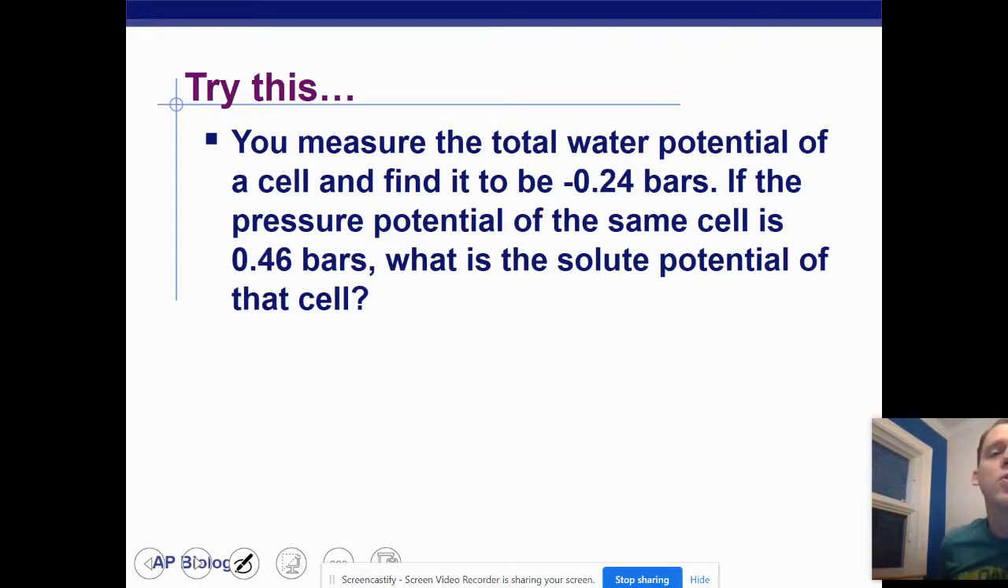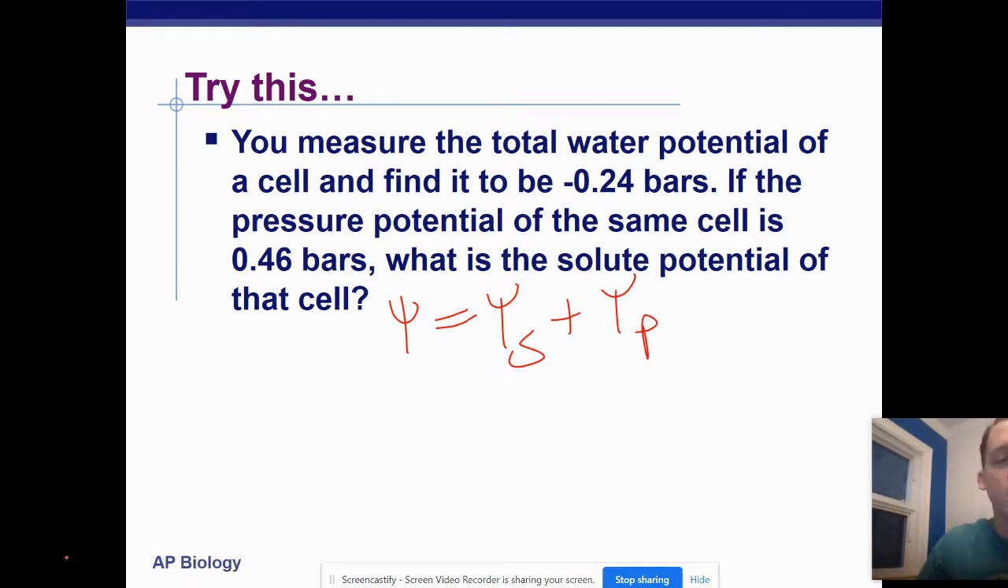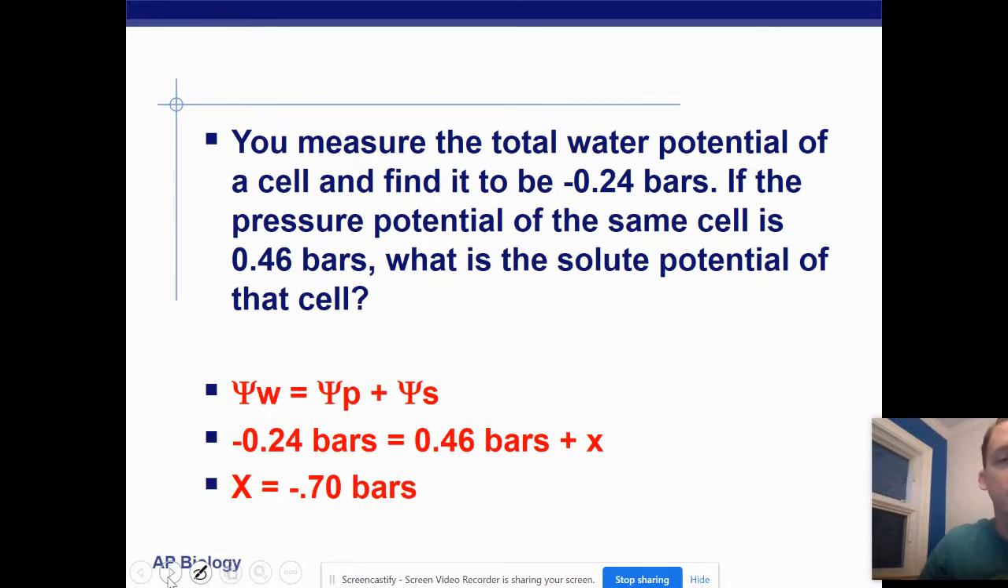Okay, you measure the total water potential of a cell and find it to be negative 0.24 bar. If the pressure potential of that same cell is 0.46, what is the solute potential? Try this problem now. Remember, water potential equals solute plus pressure. Give you a minute. Here is the answer. If we do the algebra there, we end up with a negative 0.7 bar for the solute potential.